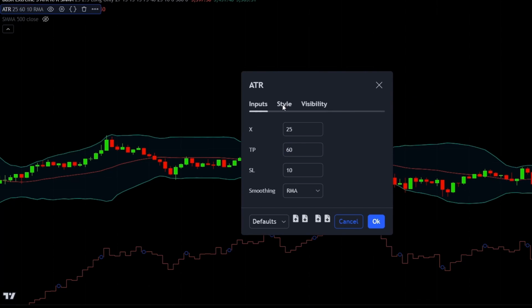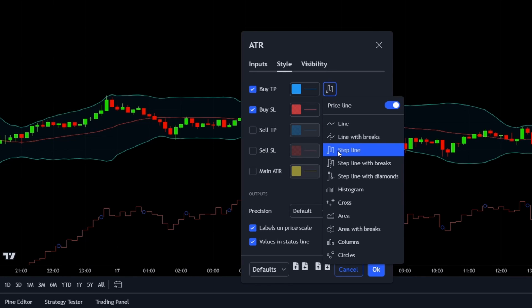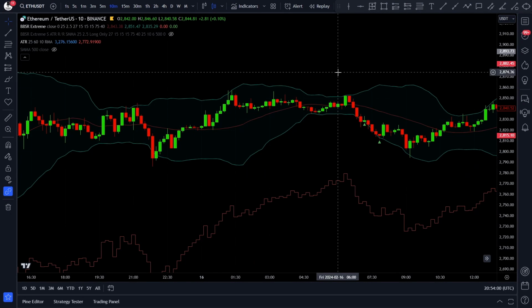After that, click on the Styles tab, uncheck the Sell TP and the Sell SL, as this optimization is long only, and the main ATR. Then change the line styles to step line. And now let me show you the entry and exit rules for longs.